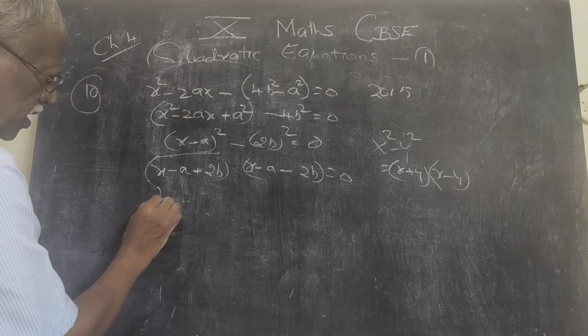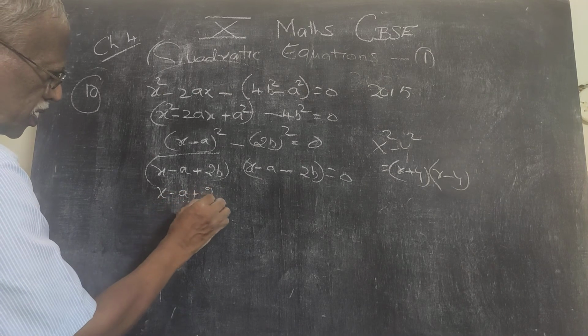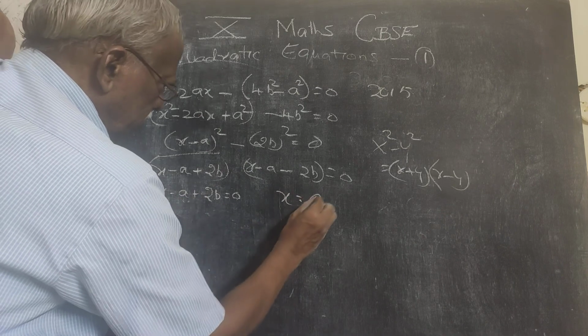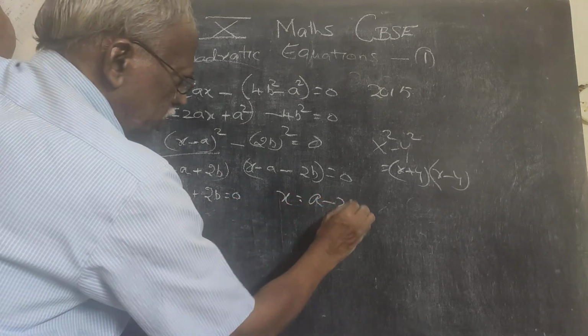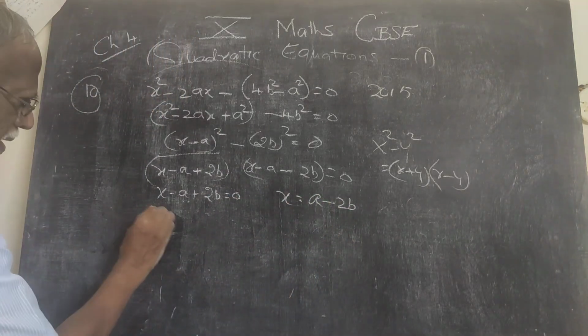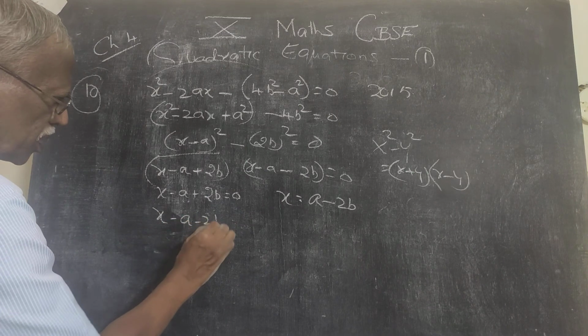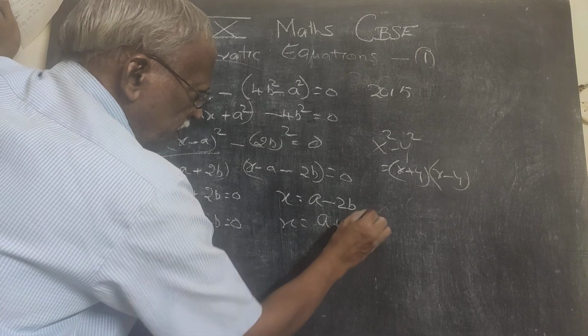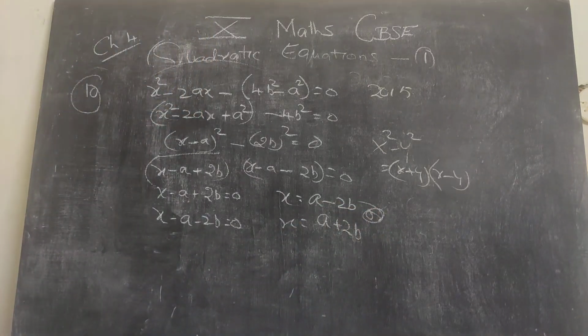Therefore this becomes x − a + 2b = 0, or x = a − 2b, since the −a goes there as plus a and the 2b goes there as minus 2b. The second part becomes x − a − 2b = 0. That means x = a + 2b. So x = a − 2b or x = a + 2b.